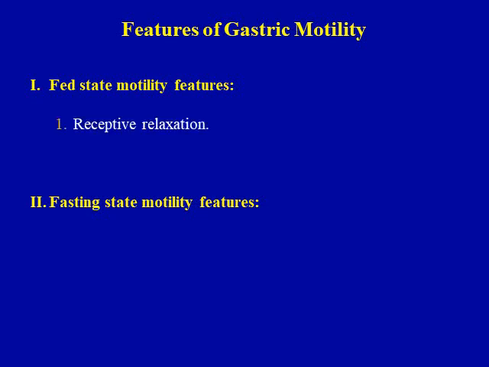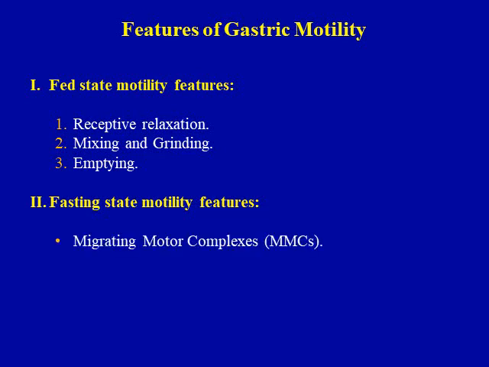The stomach exhibits different motility patterns. We have motility patterns during a meal, or during the fed state, and motility patterns during the fasting state, or the interdigestive state. The motility patterns during the fed state are receptive relaxation, mixing and grinding, and gastric emptying. The main and only motility pattern that happens during the fasting or interdigestive state is the migrating, or also called migratory, motility complex, the MMCs.